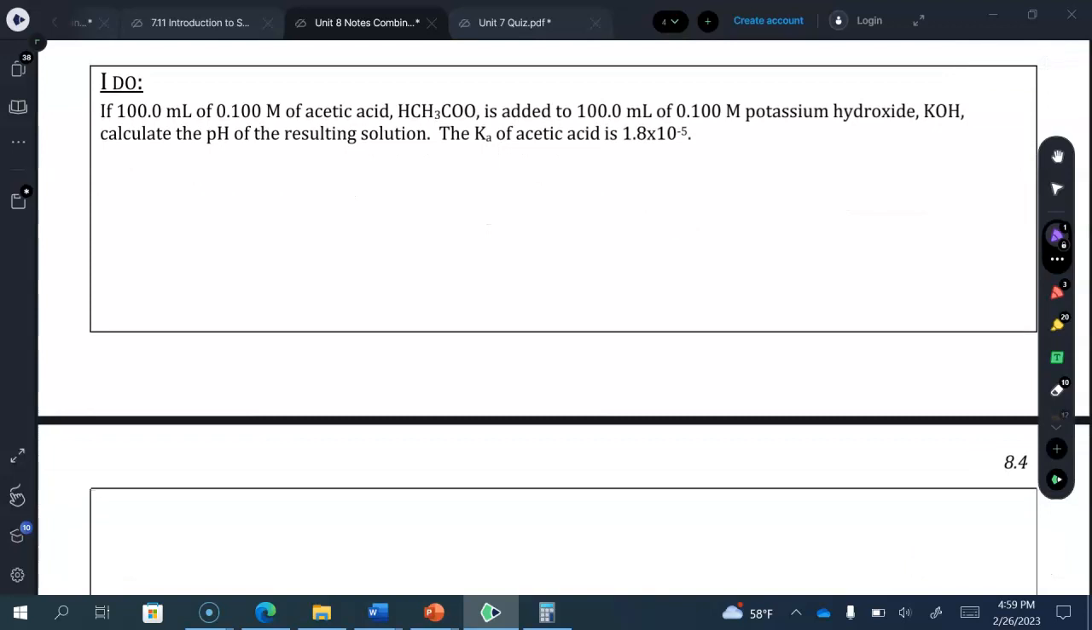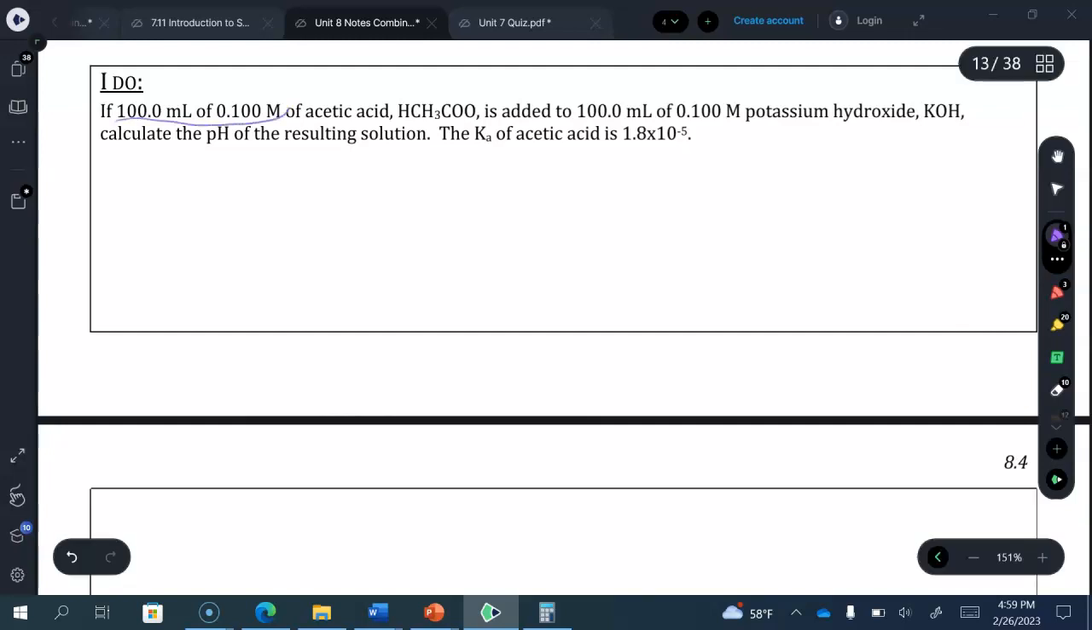Okay, so here we go with the first I do. If 100 milliliters of a 0.1 molar acetic acid solution is added to 100 milliliters of 0.1 molar potassium hydroxide, calculate the pH of the resulting solution. The Ka of acetic acid is given. So, great news, they are equimolar.